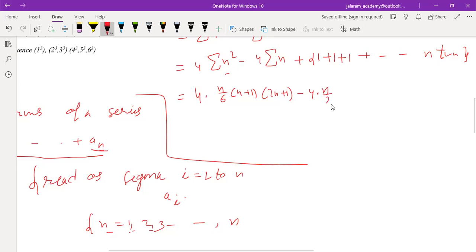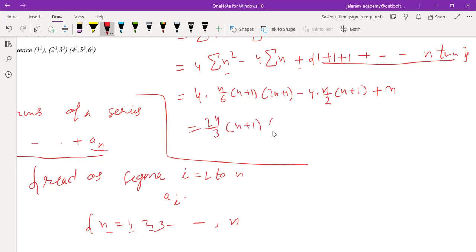Then we write 4 into sigma n is n by 2 into n plus 1, plus sigma 1, that is 1 plus 1 plus 1 up to n terms. I have told you that its meaning is n. So it is 2n by 3 into n plus 1 into 2n plus 1 minus 2 into 2n into n plus 1 plus n.